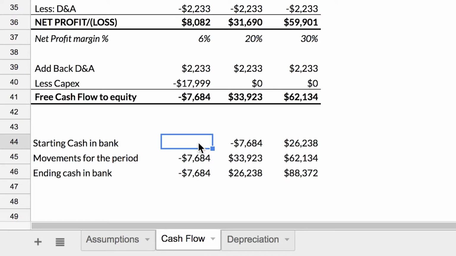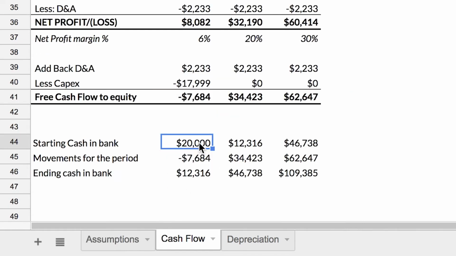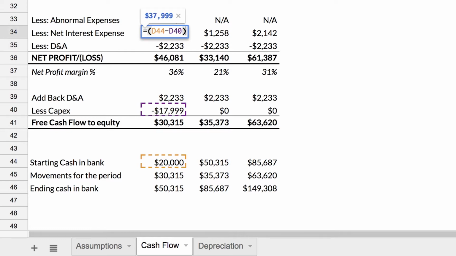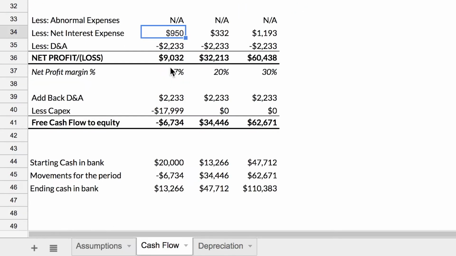Okay, this maths gets super confusing. Stick with me. We're going to put our starting cash in the bank here, $20,000. Then our net interest expense, so that's the amount of money we start with minus our capital expenditure. Then we'll put that in brackets and times it by the interest rate, which gives us $950. A whole bunch of maths for a small number, but once the numbers get big, interest rates really matter.